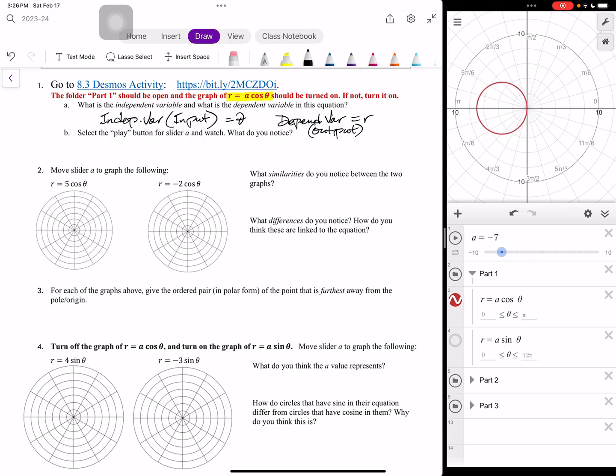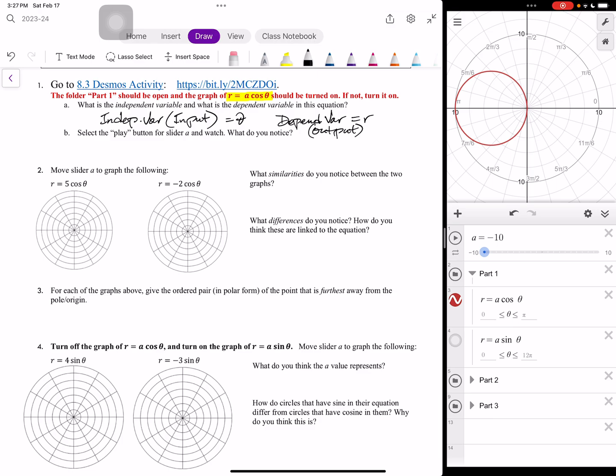If you pause it at any point, you'll notice that when A is negative, I don't care what negative number it is, the circle is, first of all, on the left side of the y-axis, and all of them, no matter what circle you're looking at, are symmetric about the polar axis. When I say polar axis, I'm talking about the x-axis here.